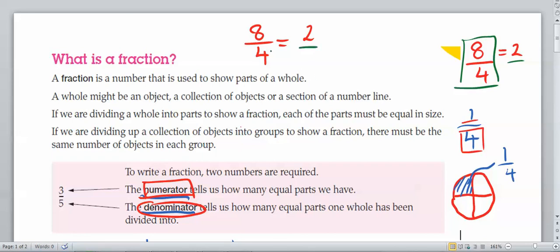If we're dividing fractions into parts to show a fraction, each of the parts must be of equal size. So if we were to split up this rectangle into 3, then there's no point having this here. This would give us a half, but clearly if we were to break it up into 3, we would need to break it up into 3 even parts. So let's just assume that those are equal, so each one of these parts is exactly the same.